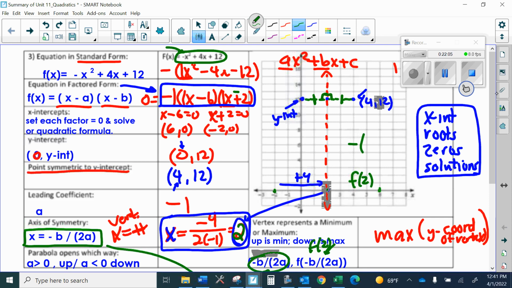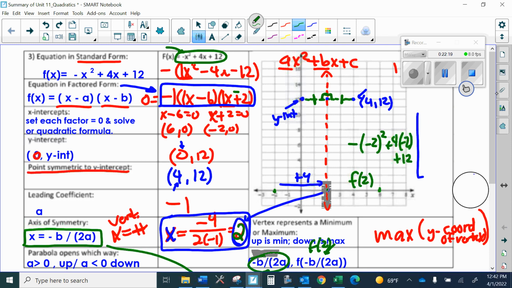Now, when I substitute in, I need to put parentheses around this, plus 4 times negative 2 and plus 12. I'll go ahead and erase this now. Okay, so let's plug that in all in one line now. Negative of negative 2 squared plus 4 times negative 2 plus 12. Always put parentheses around. Never forget this in all your math classes. When you substitute in, you put parentheses around it. We talk about this all the time from day one in this class here.